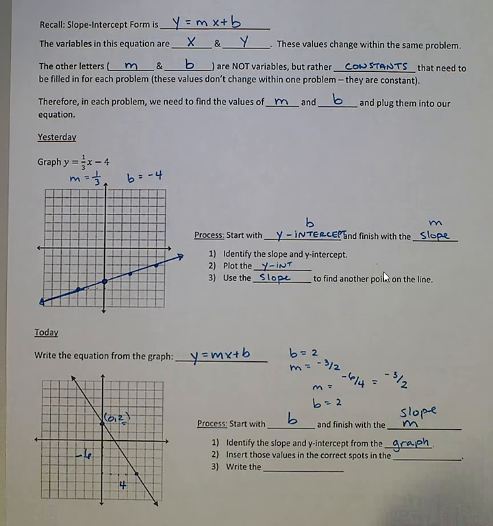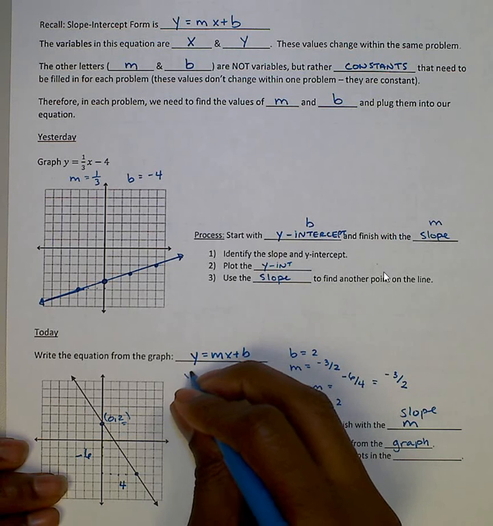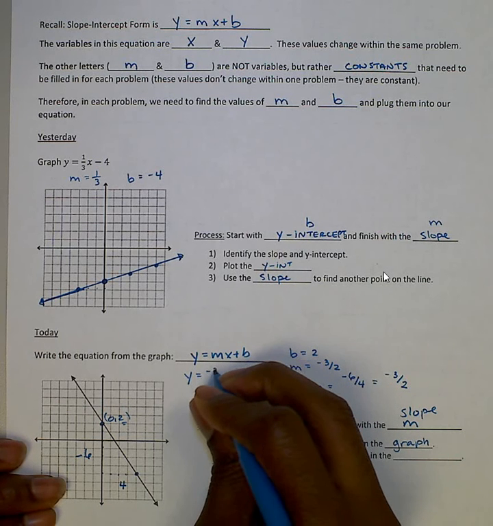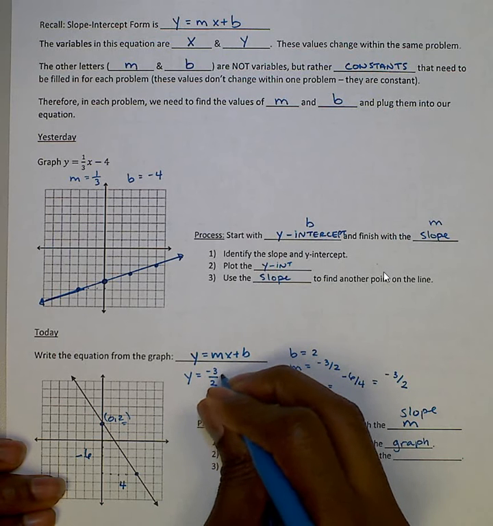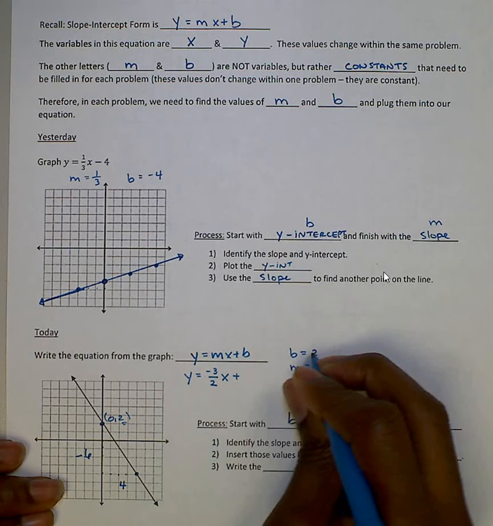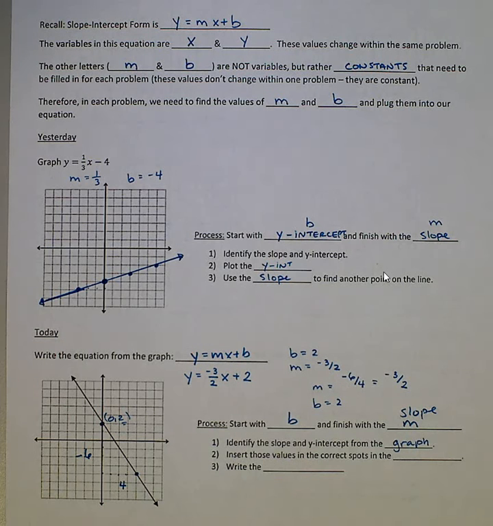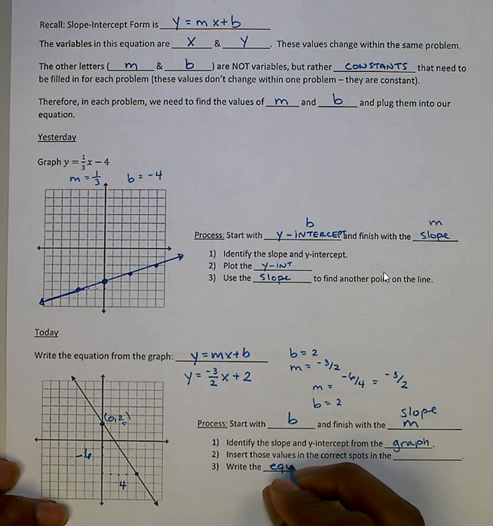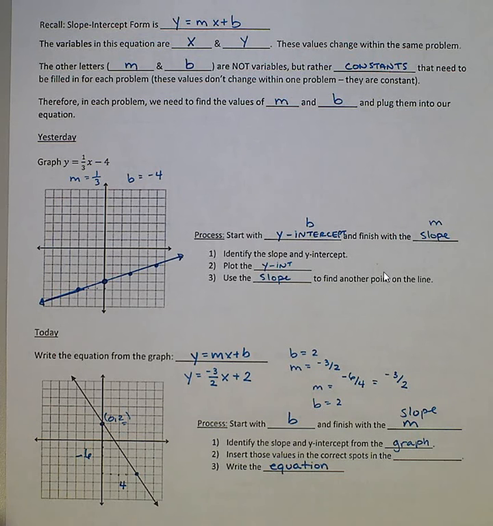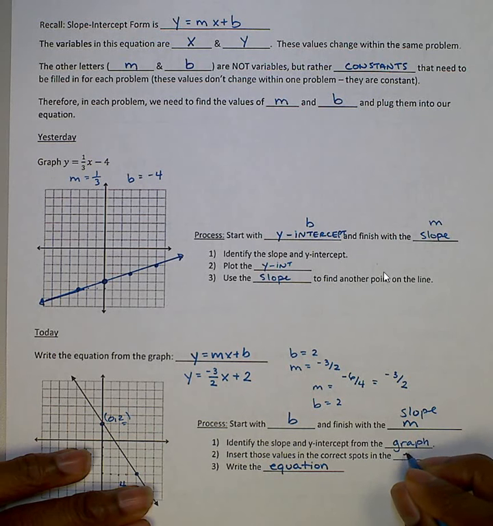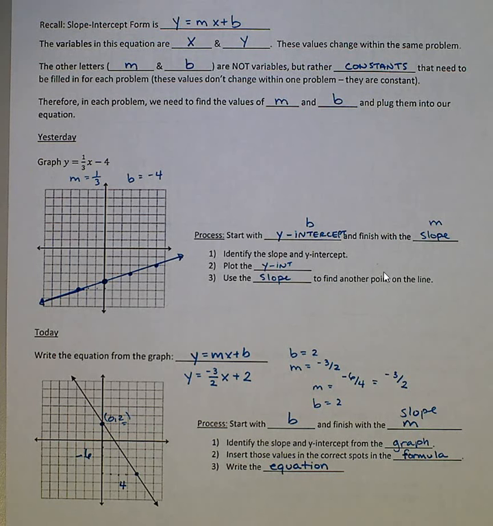And so the equation of my line is y equals my slope of negative 3 halves, and x always goes after my slope, plus my b, which I just found to be 2. So start with b, finish with the slope, identify the slope and y-intercept, graph, insert those values in the correct spots in the formula, and then write the equation. And that's where we have it.